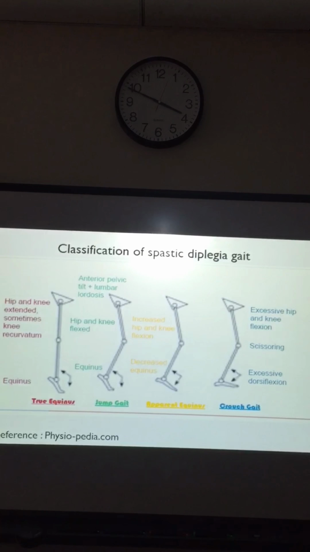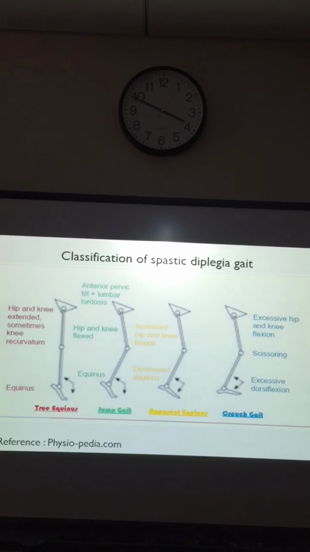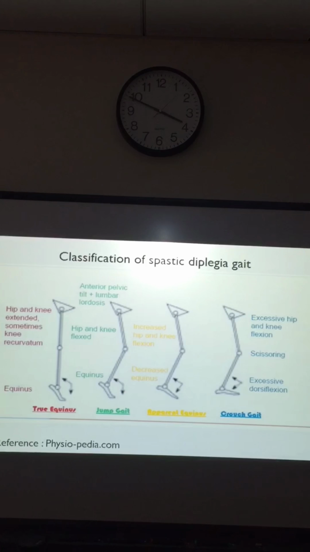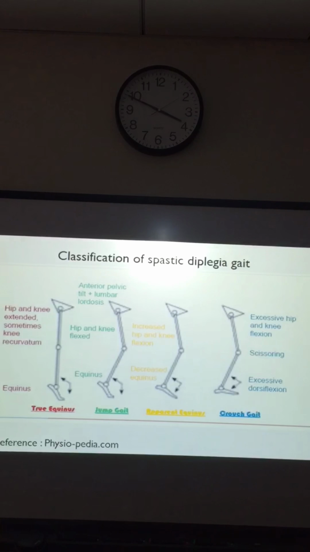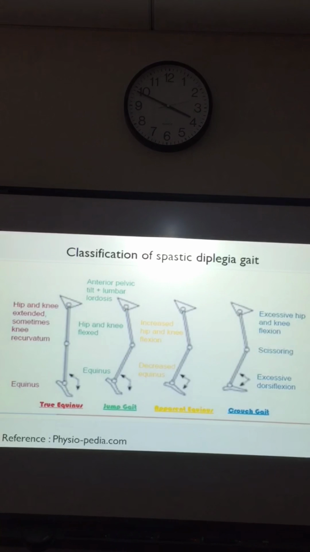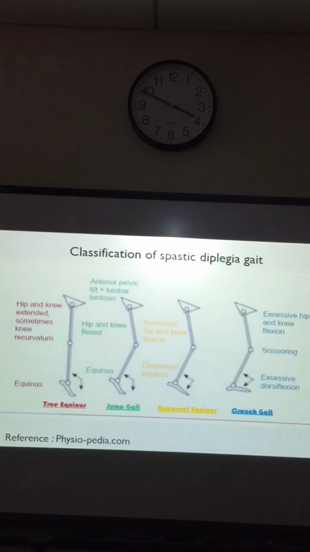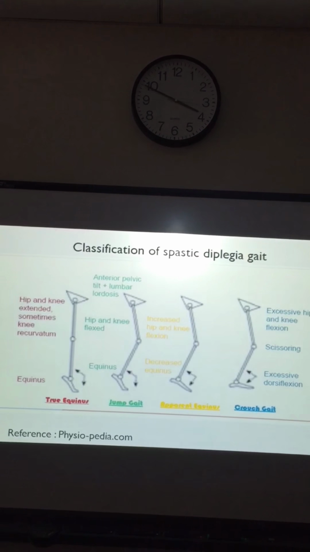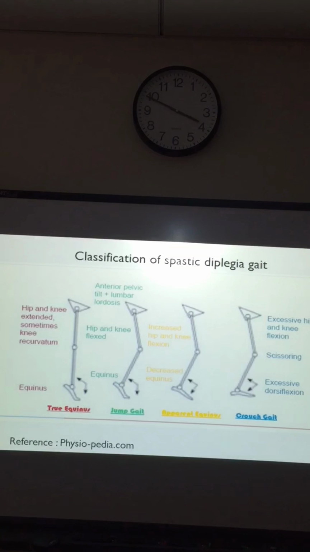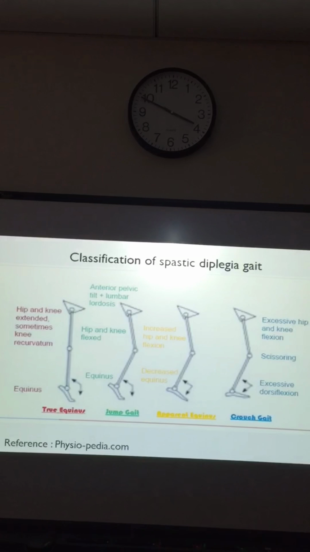Type 3 is called apparent equinus, again with or without a stiff knee. Equinus may gradually decrease as hip and knee flexion increase. Sagittal plane kinematics will show that the ankle has a normal range of dorsiflexion, but the hip and the knee are in excessive flexion throughout the stance phase of the gait.